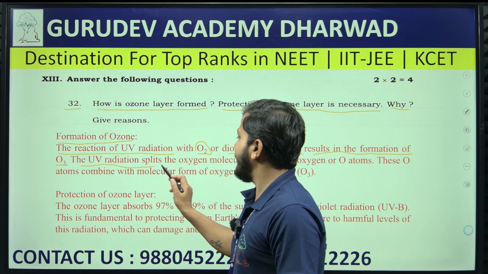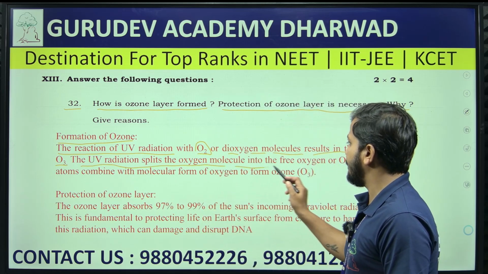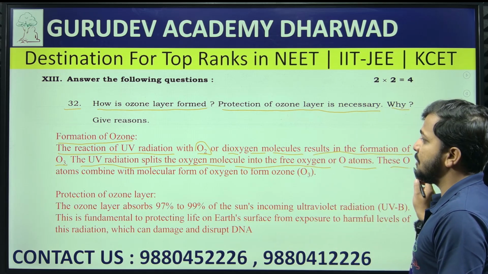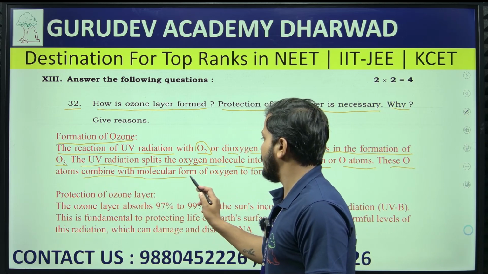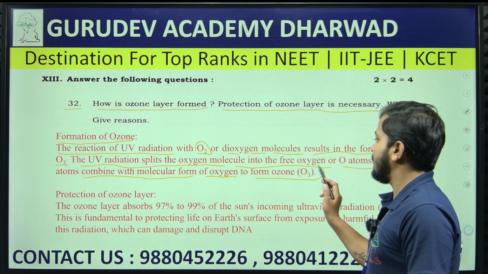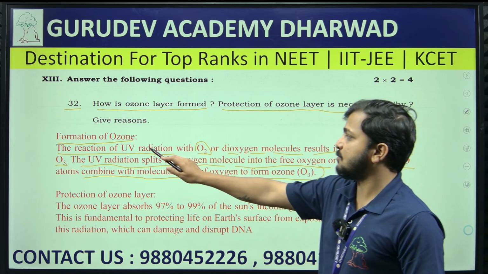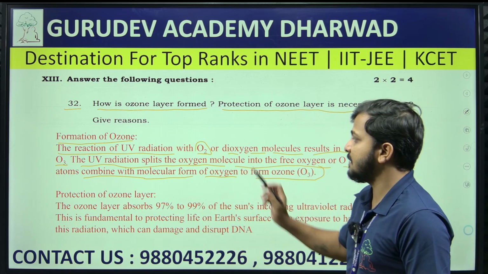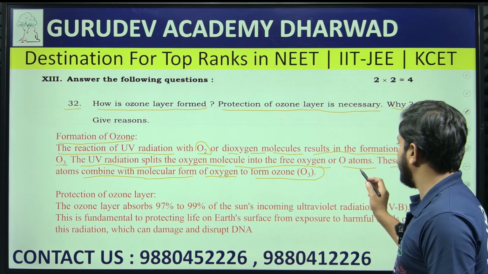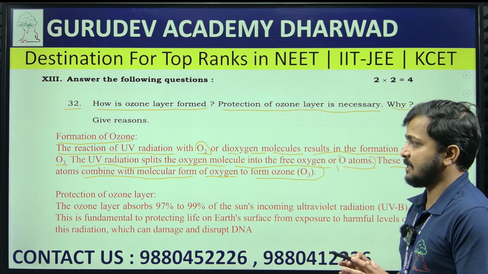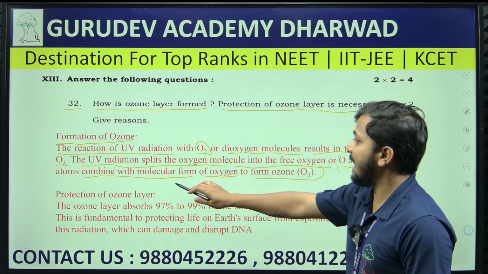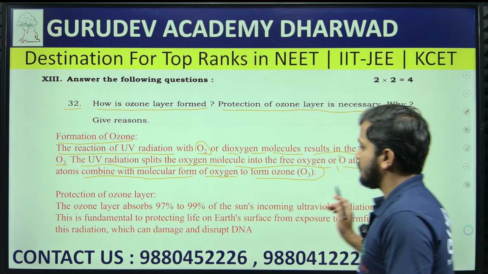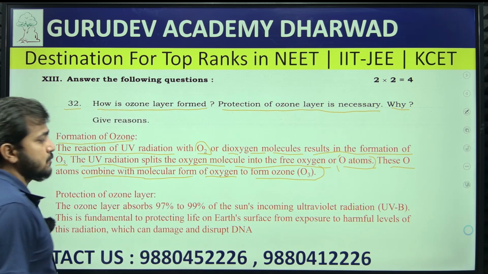The UV radiation splits the oxygen molecule into free oxygen or O atoms. These atoms combine with the molecular form of oxygen to form ozone. UV radiation splits the oxygen molecule and forms O atoms, and that oxygen reacts with the molecular form of oxygen to form O3. Like this the formation of ozone takes place.